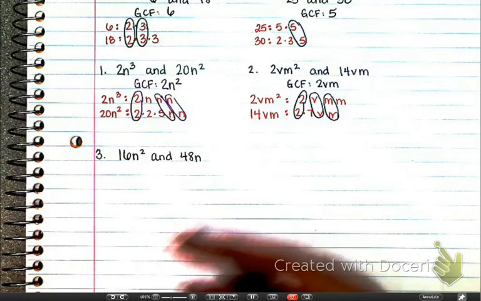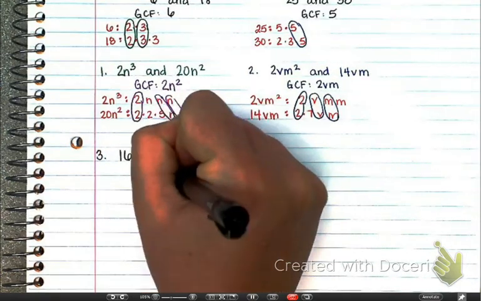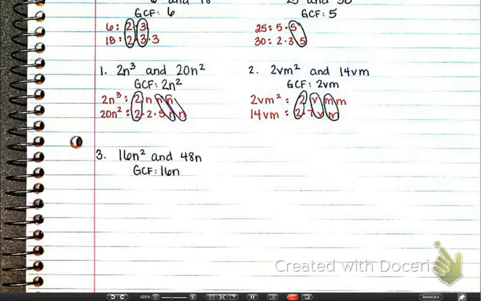So some of you said that your GCF is 16N. I did hear 8N. Okay, now that's a factor, right? 8 goes into 16 and 48, but it's not the largest factor. You always want to take out the absolute biggest number.